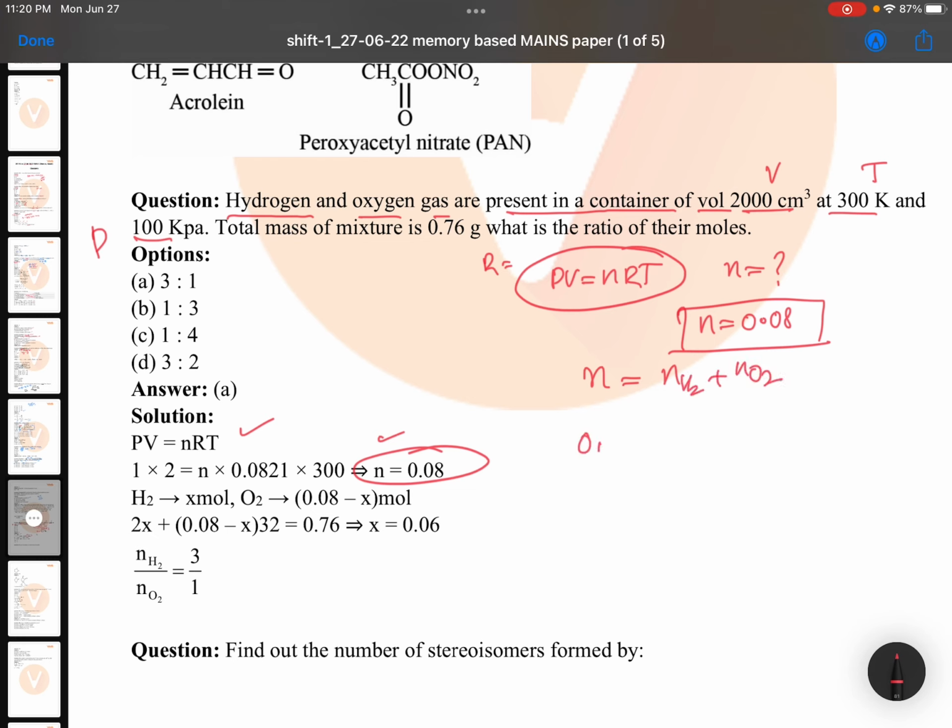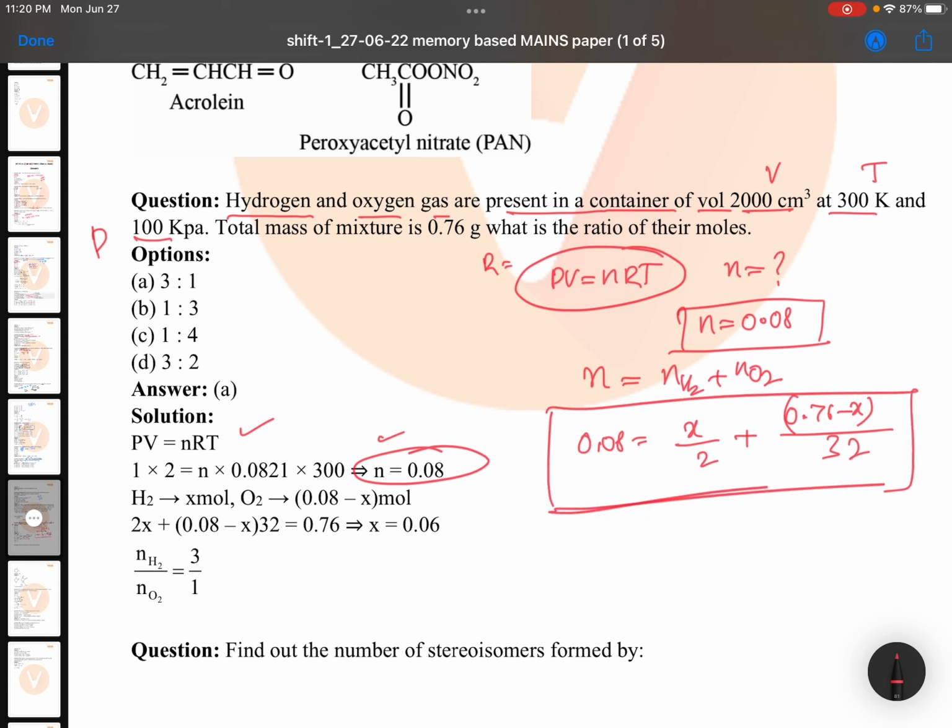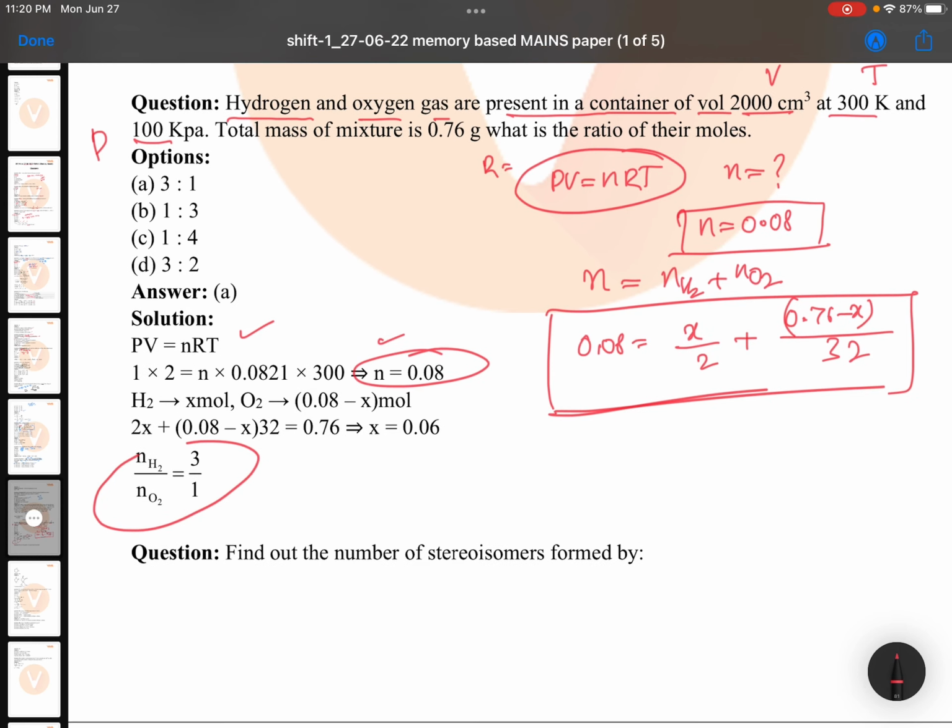So 0.08 total moles is equal to the number of moles of hydrogen. Number of moles of hydrogen, you can take x by 2, and the total mass 0.76 minus x by 32. By substituting these and solving this question, you will get number of moles of hydrogen as 3 and number of moles of oxygen as 1. Little time taking, but a wonderful question. This question is a good question.